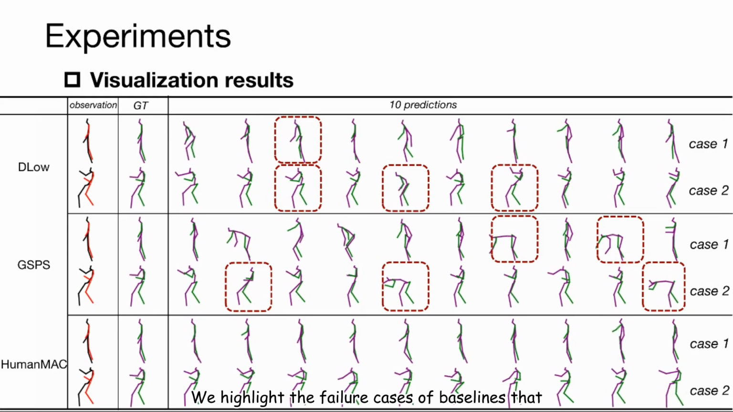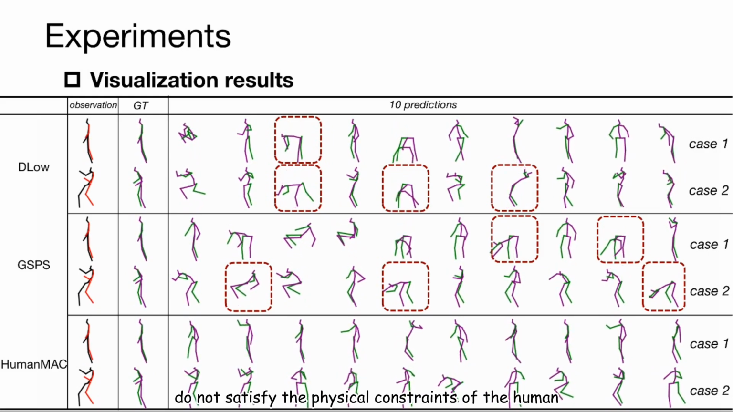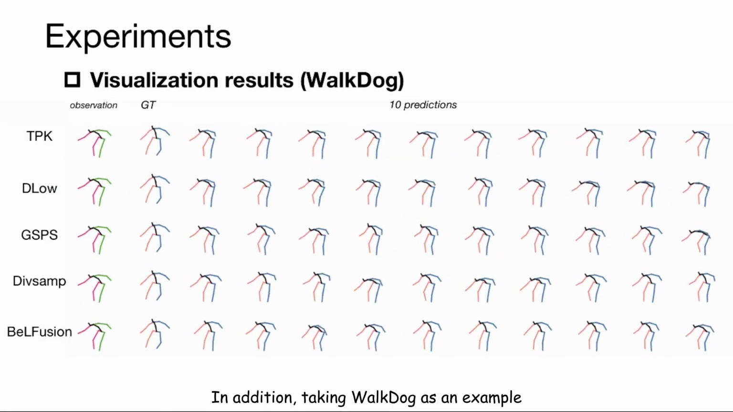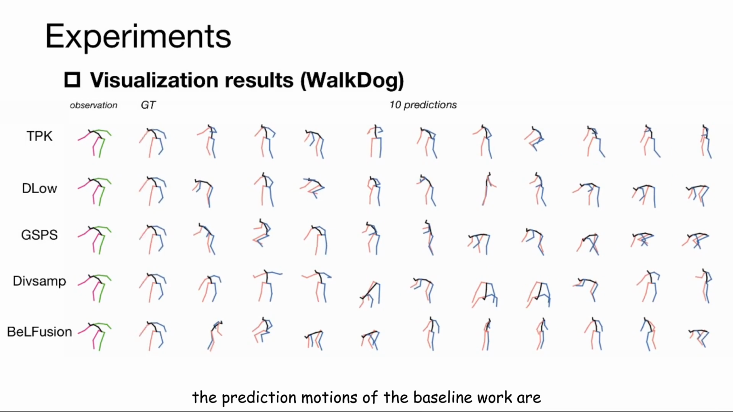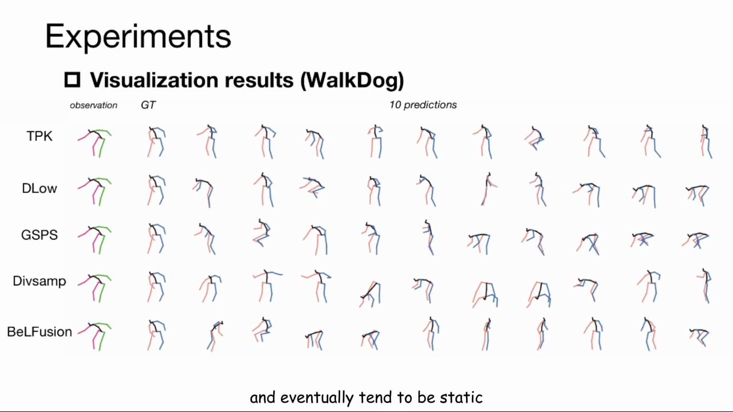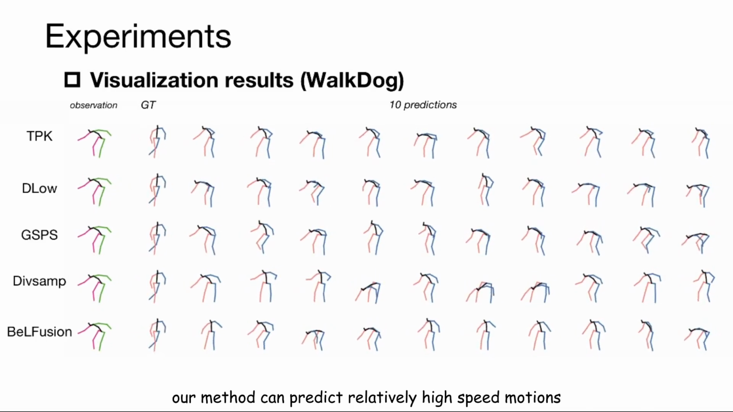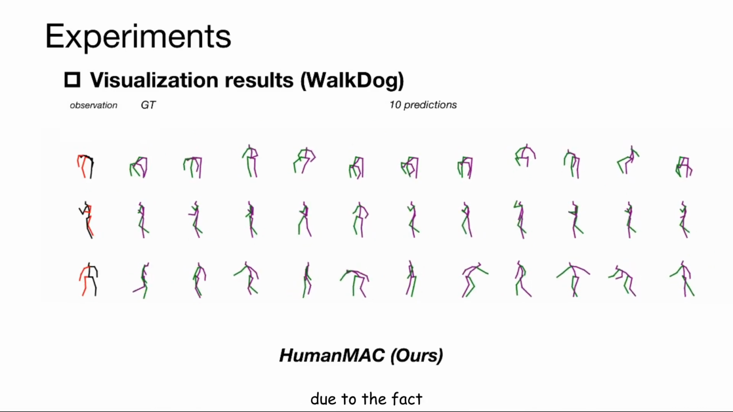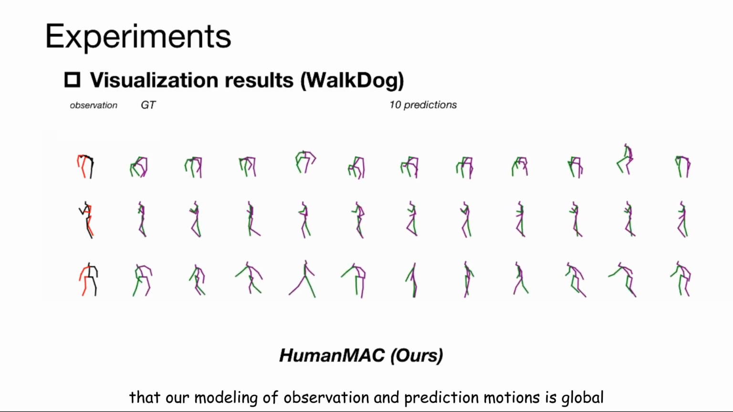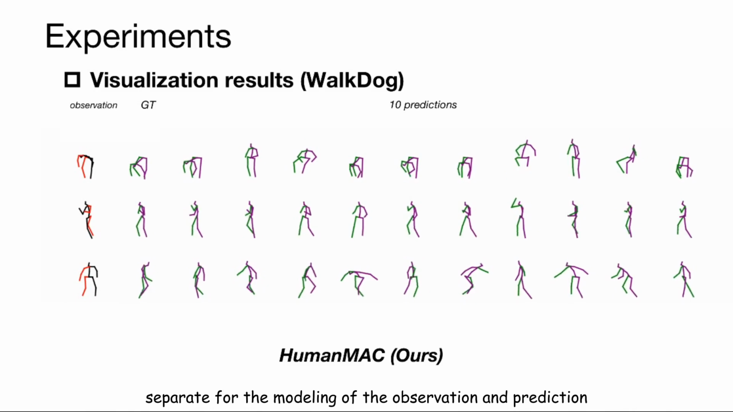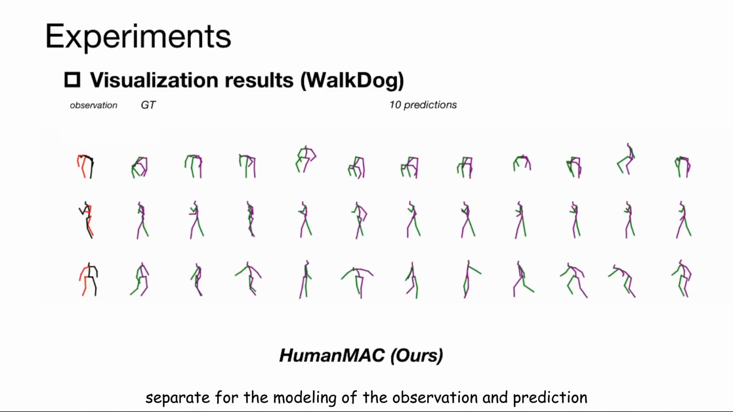We highlight the failure cases of baselines that do not satisfy the physical constraints of the human center of gravity. In addition, taking walk dog as an example, the prediction motions of the baseline work are relatively slow and eventually tend to be static. However, our method can predict relatively high-speed motions. This result is mainly due to the fact that our modeling of observation and prediction motions is global, while the encoding-decoding methods are separate for the modeling of the observation and prediction.